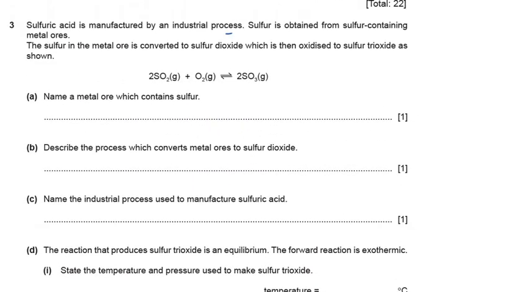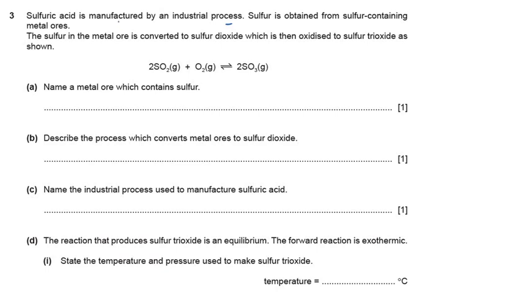Let's go ahead with question 3, where it says sulfuric acid is manufactured by an industrial process. Sulfur is obtained from sulfur containing metal ores. The sulfur in a metal ore is converted to sulfur dioxide, which is then oxidized to sulfur trioxide as shown here. So this is the reaction for the formation of sulfur trioxide from sulfur dioxide.